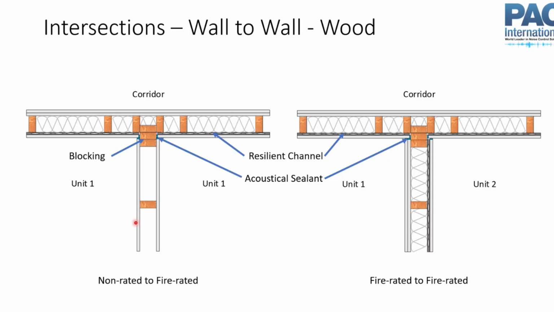So over here on the left, we have a non-rated wall here that ties into a rated wall. So say this is an interior partition within an apartment, between a bedroom and a bathroom or two bedrooms, and then it ties into a demising wall, between the unit and the corridor or between two units.